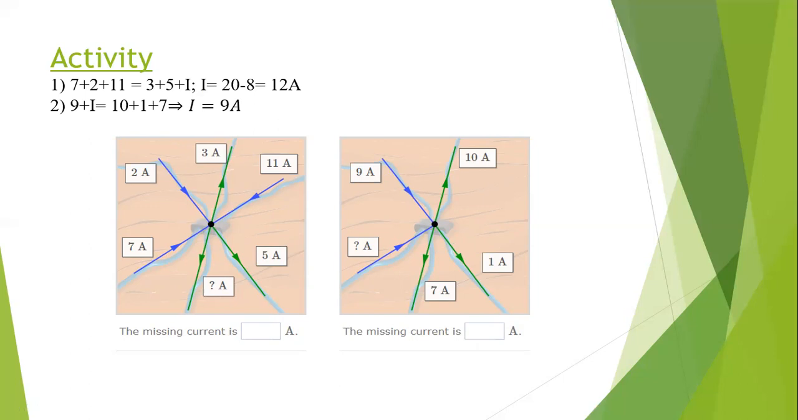In the second one, the currents entering the node are 9 plus I, equal to the currents going out of this node, which are 10 plus 1 plus 7. So I equals 18 minus 9, it gives 9 ampere.